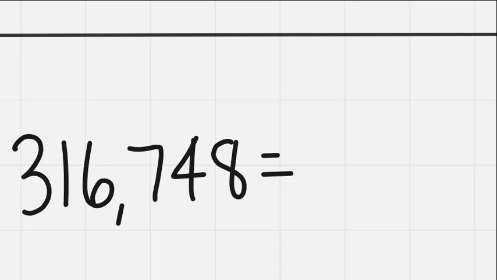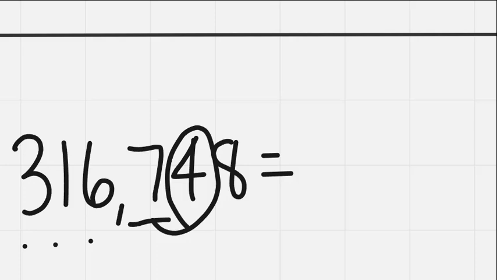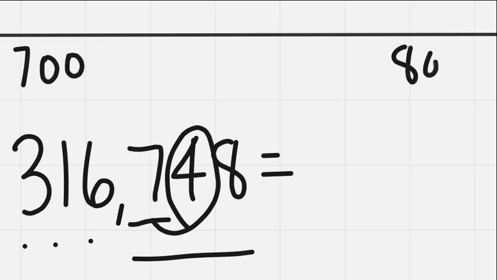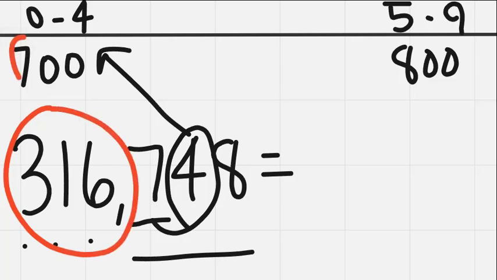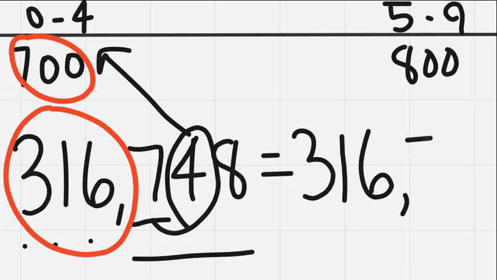Let's see how it works. We'll underline the hundreds, which is where the 7 is. We'll circle the 4, which will tell us how to round. We will ignore the 3, 1, and 6. What two hundreds is 748 between? That is between 700 and 800. 0 to 4 rounds down, and 5 to 9 rounds up. The 4 will tell 748 to round down to 700. So when we write our answer, we'll write 316,700. We write 316 because it's part of the original number. Then we write 700 because the 4 tells 748 to round down. Be sure to check your work.